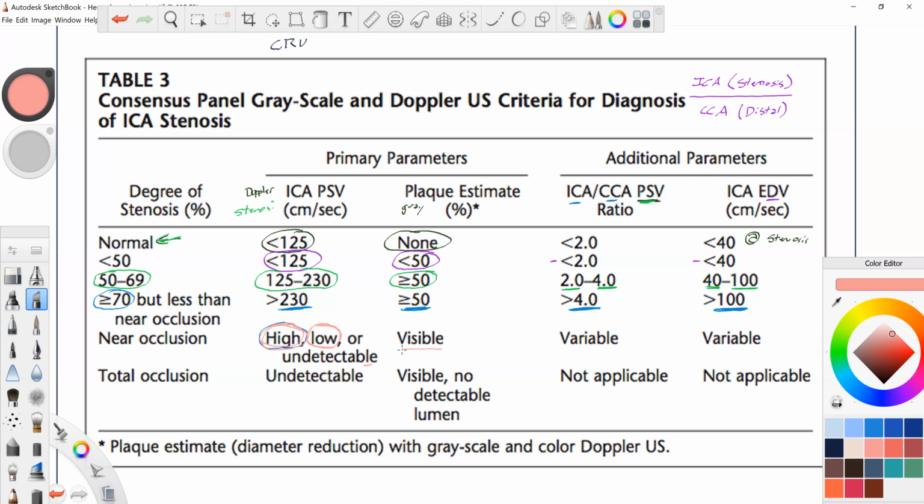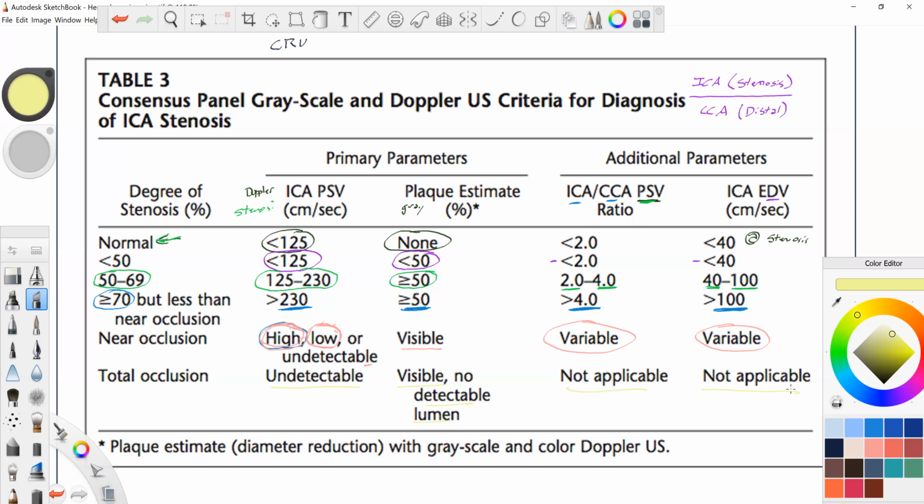Plaque is visible. Well, what does that mean? It's like the lumen is not visible, basically is what they're saying there. Obviously, with high or low, this is variable, and with high or low, this is variable. And then total occlusion, there's no flow detected, visible, no detectable lumen for sure. And if there's no flow, then you cannot do ratios without the flow.